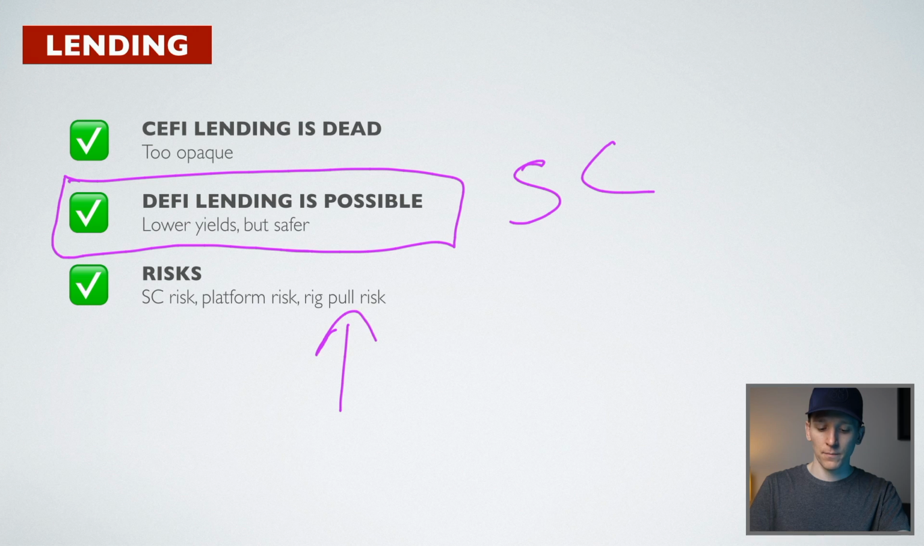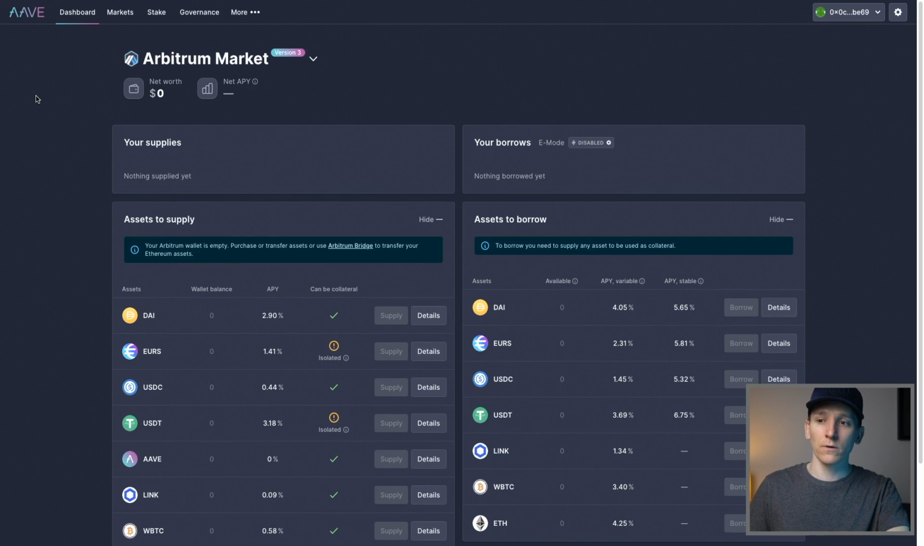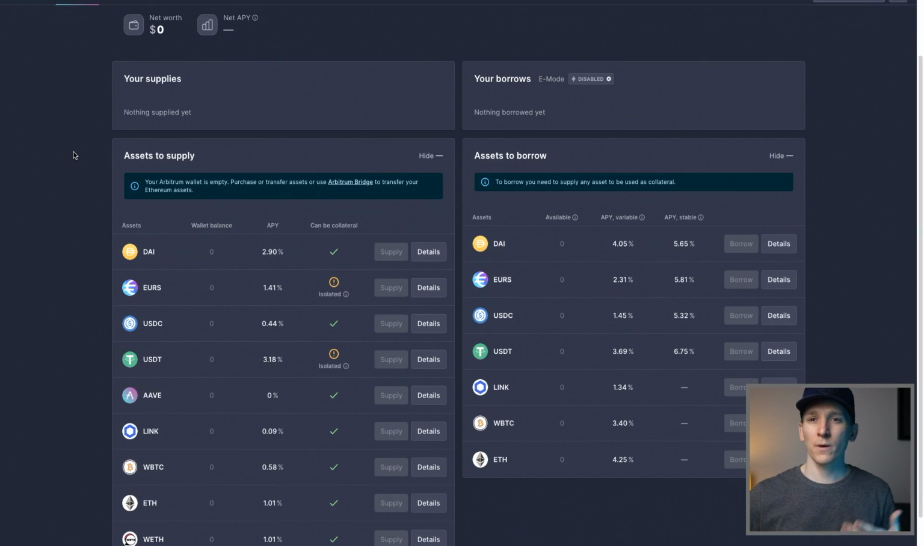The other one is simply a rug pull risk. If you're using anything that isn't a very, very top-end DeFi protocol, then the protocol can get rugged, a scam, an inside scam, all the money's gone. That is real. And so is it worth it? For most people, maybe not.